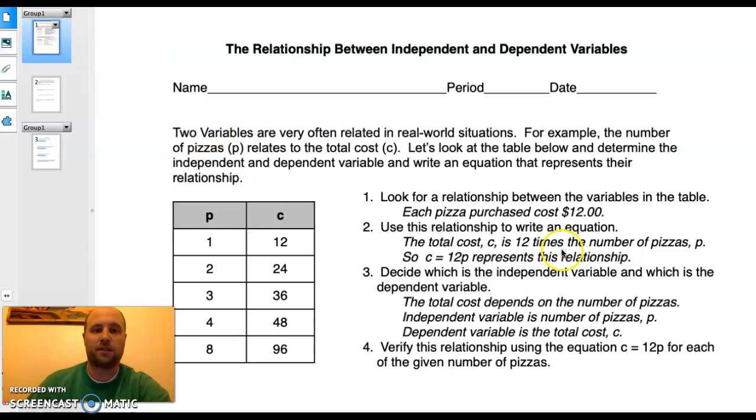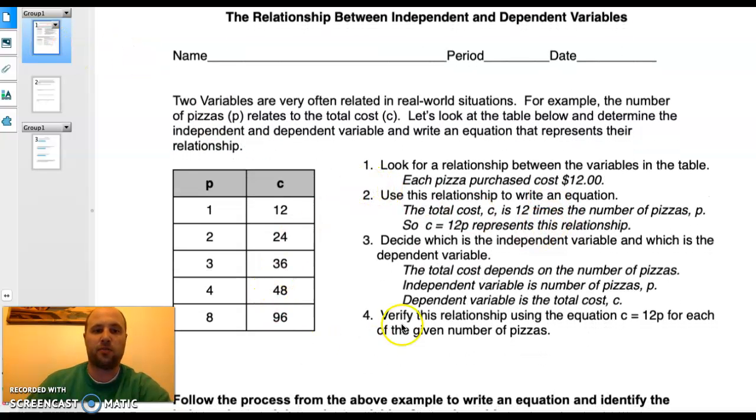This first page is a great tool to help remind you how to do this. It says the two variables are often related in real-world situations. For example, the number of pizzas relates to the total cost. Let's look at the table below and determine the independent and dependent variable and write an equation that represents the relationship. This is stuff we were doing yesterday. The first step says look for a relationship between the variables in the table. These are your pizzas, these are your costs. Each pizza purchased is $12, because right here it says for one pizza it's going to cost $12.